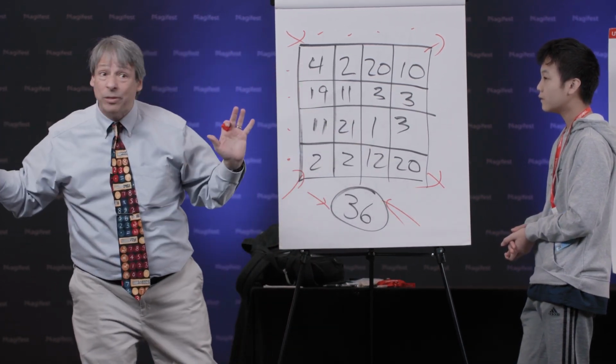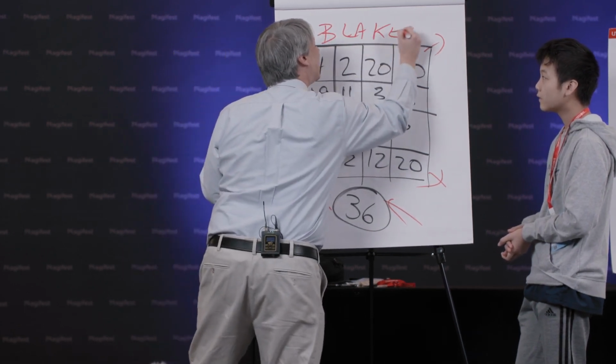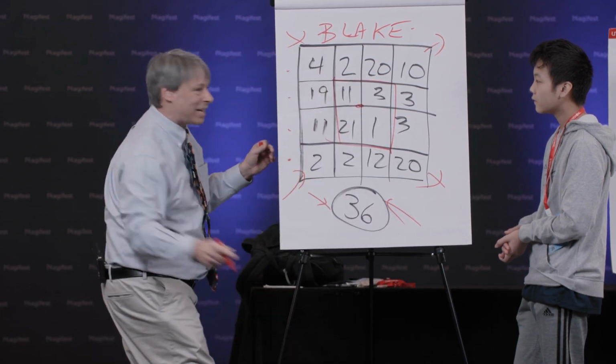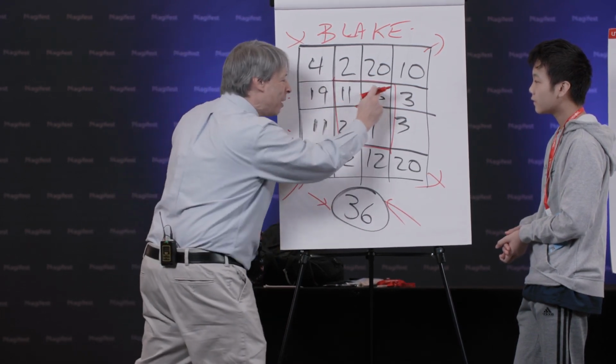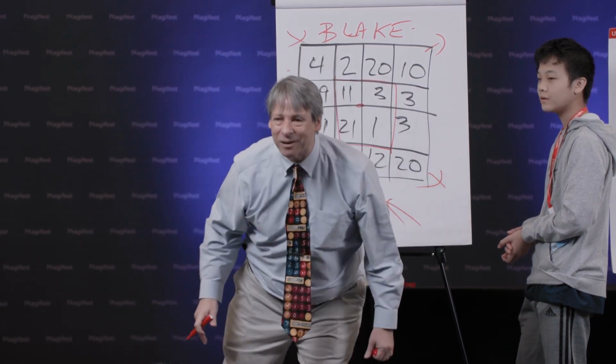But I didn't stop there either. I decided, since this was for Blake, wouldn't it be great if we could get these 4 in the center to add up as well? Check it out here. 21 plus 11 is 32, plus 3 is 35, plus 1 is 36. But did I stop there?